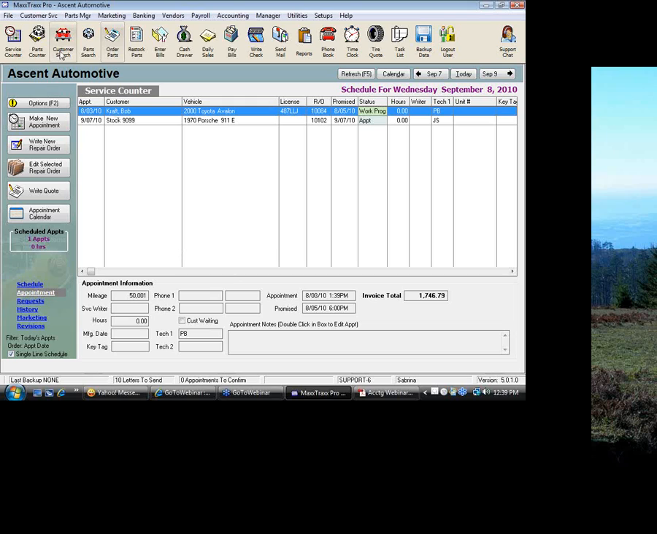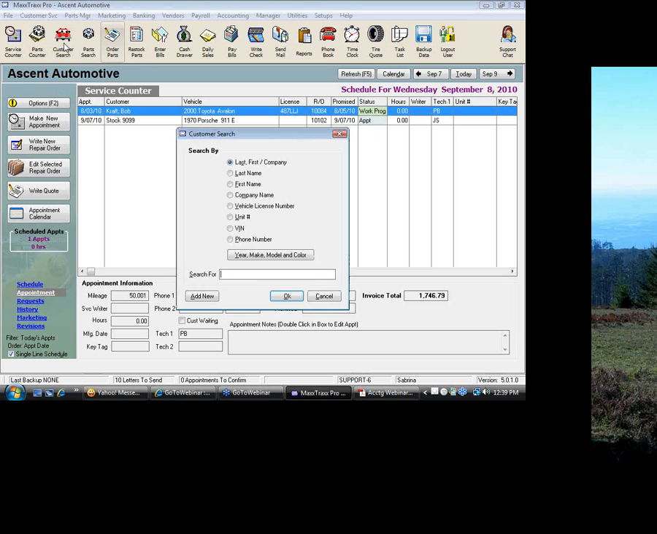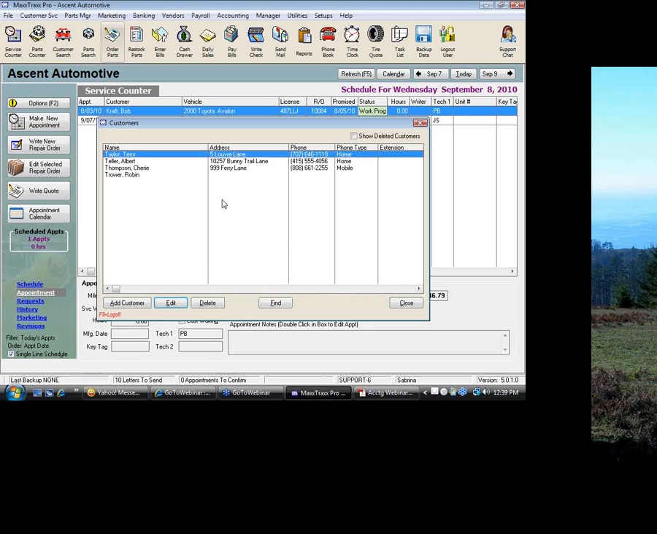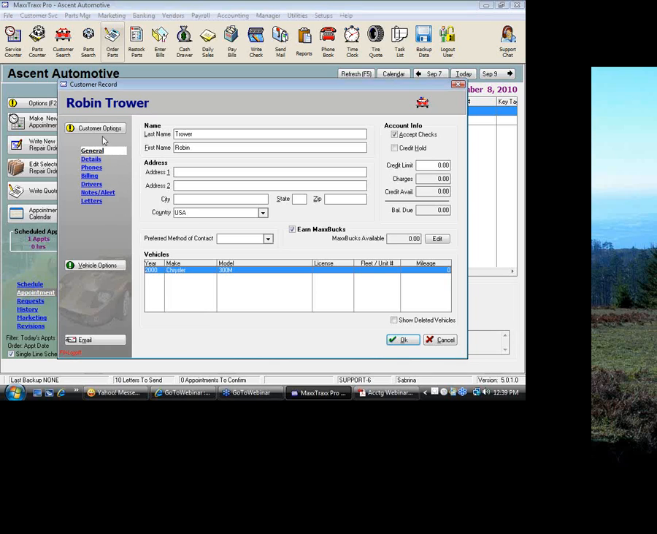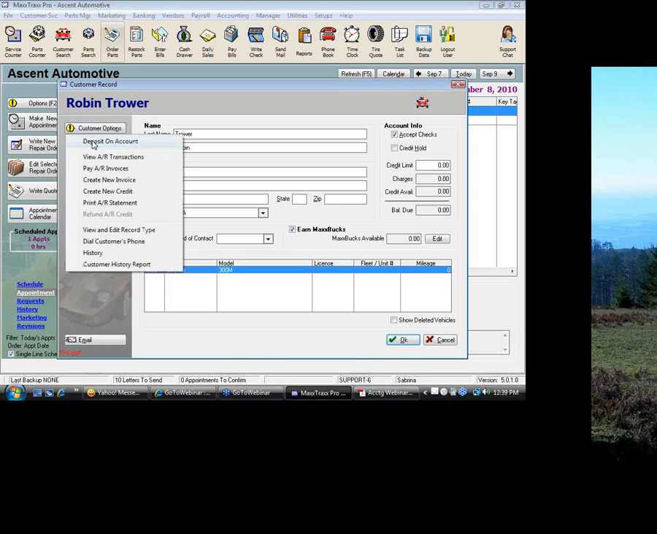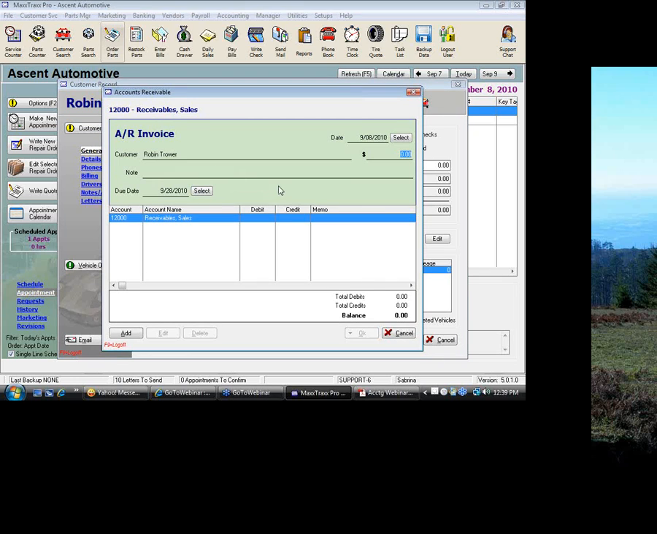So if you are starting your system or you're starting to track your receivables in your system, you would actually go into a customer search. Let's grab a customer that may not have anything in here. And by going into customer options, we would create a new invoice. And this, again, very similar to your banking, would be a beginning balance. So let's say we're starting to put in all of our receivables, and Robin owes us $2,000. We would call it a beginning balance. Let's call it beginning balance entry, for example.